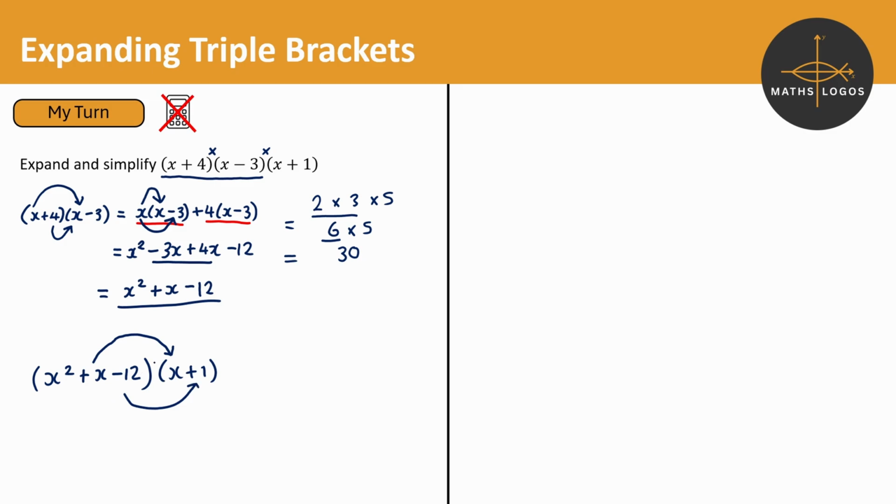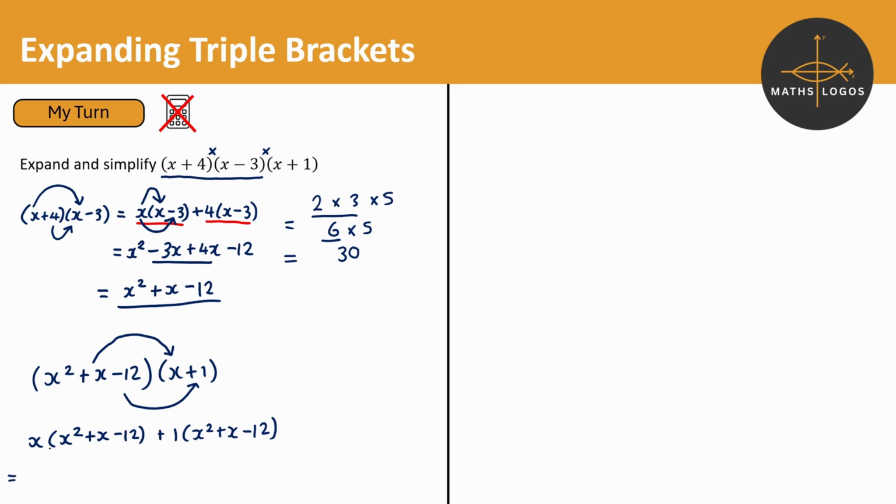Let's think about the first of those. X squared add x subtract 12 multiplied by x would look like this. I'm just going to put the x at the front, but I'm effectively multiplying x with the entire bracket, like that. And then I'm going to do 1 multiplied by the entire bracket, like this. And it gives me what I have here. Then what I do is I multiply x by every term inside this bracket, and then I multiply 1 by every term inside this bracket.